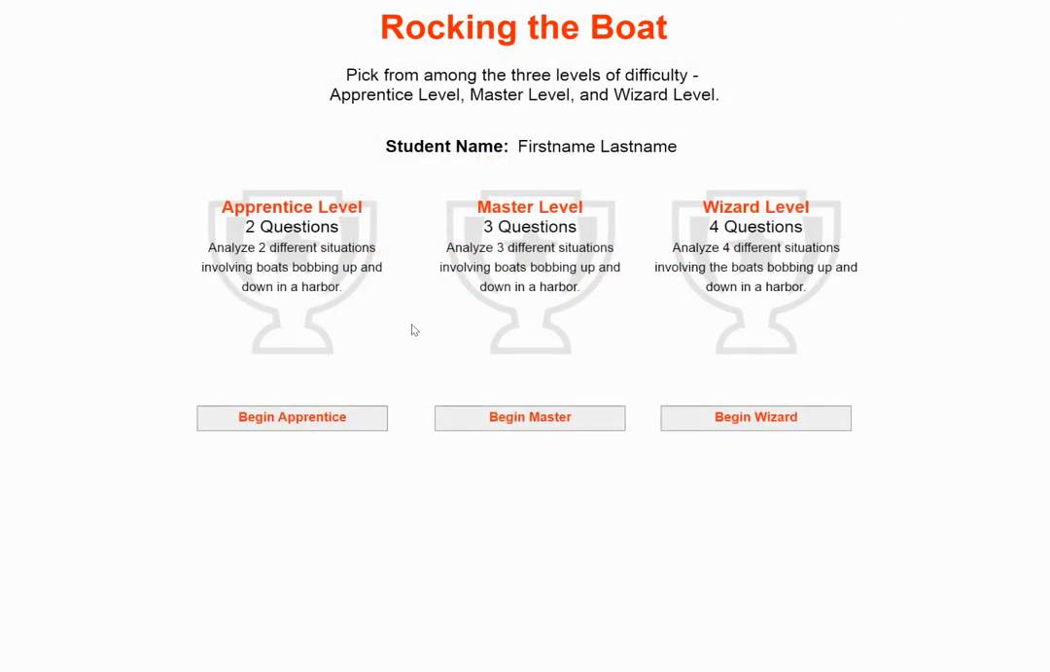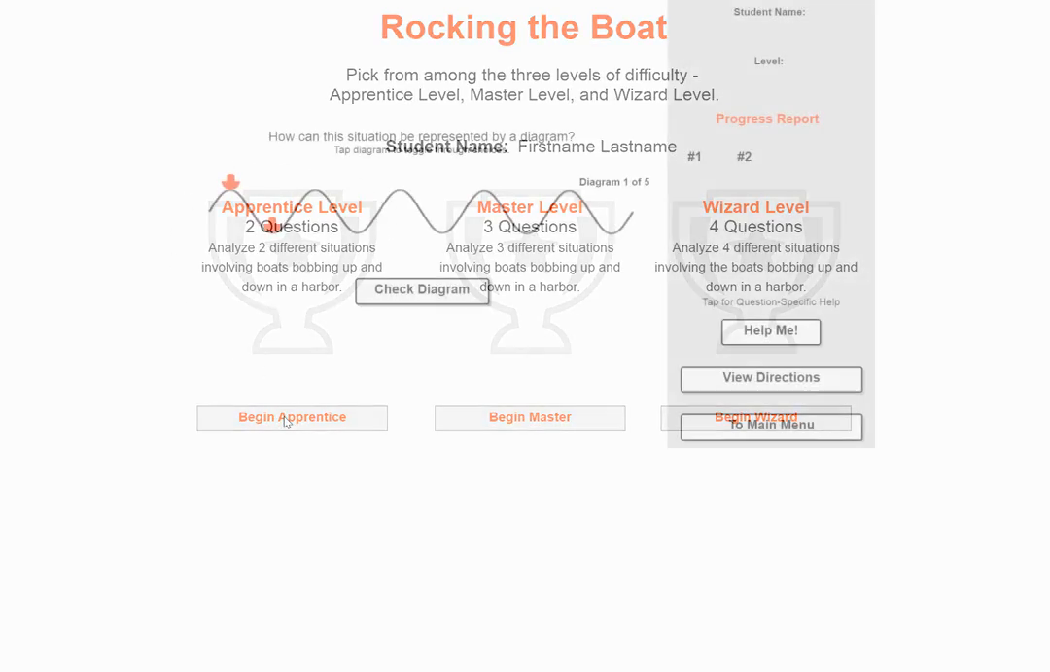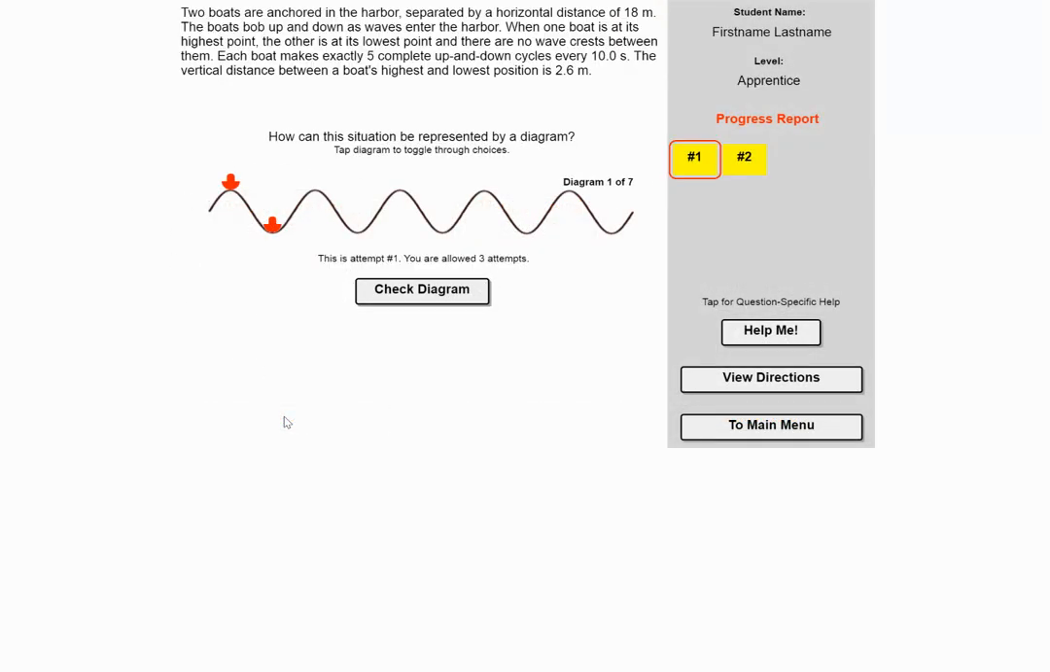Today's lesson is about the concept builder rocking the boat, and we're only going to focus on the apprentice level today. In the first question, you're going to have to tap on the picture, click on the picture to change the position of the boat to pick the correct diagram.